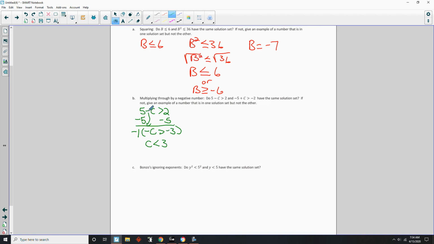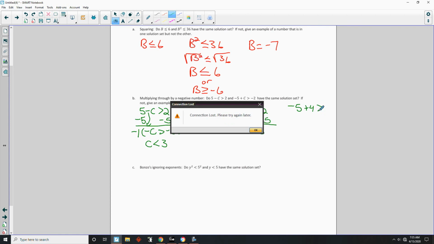0 is less than 3. 5 minus 0 is 5. 5 is greater than 2. Okay? Now I'm going to take that, and if I multiply everything by a negative 1, 5 becomes negative 5. Negative c becomes positive c. And 2 becomes negative 2, leaving us with this inequality. Negative 5 plus c is greater than negative 2. If I solve this, I'm going to add 5 to both sides. And that will leave me with c is greater than 3. So if I chose 4, negative 5 plus 4 is greater than negative 2.